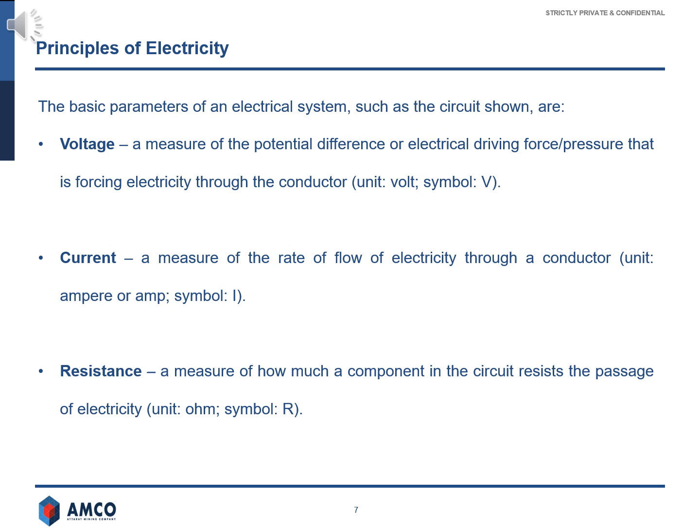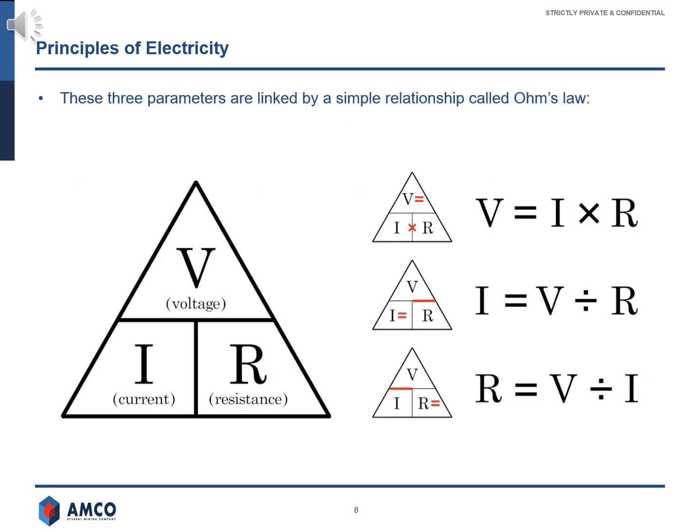The basic parameters of an electrical system, such as the circuit shown, are voltage, a measure of the potential difference or electrical driving force/pressure that is forcing electricity through the conductor, unit: volt, symbol: V. Current, a measure of the rate of flow of electricity through a conductor, unit: ampere or amp, symbol: I. Resistance, a measure of how much a component in the circuit resists the passage of electricity, unit: ohm, symbol: R. These three parameters are linked by a simple relationship called Ohm's law: V = I * R.